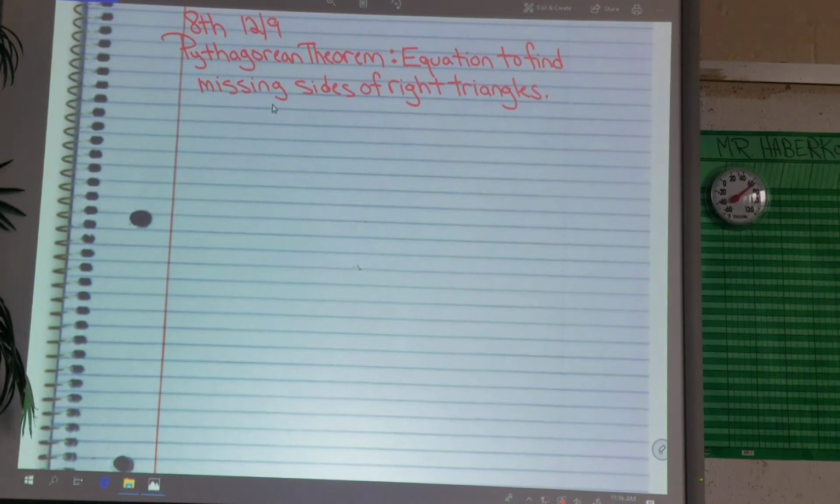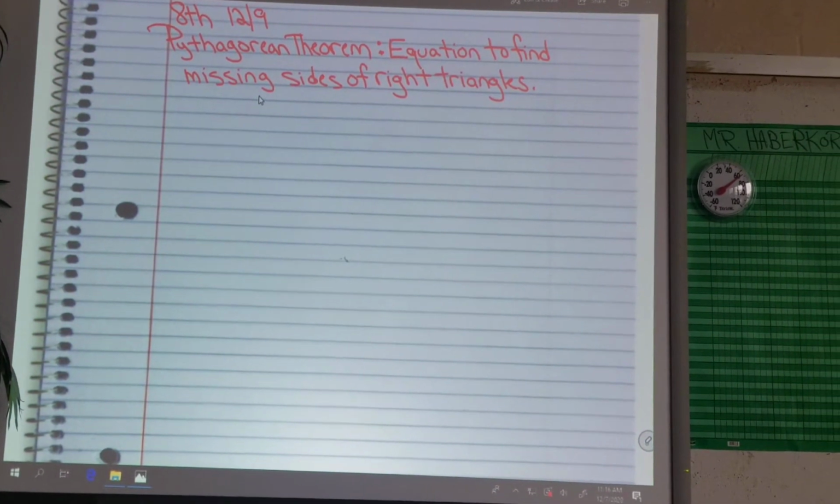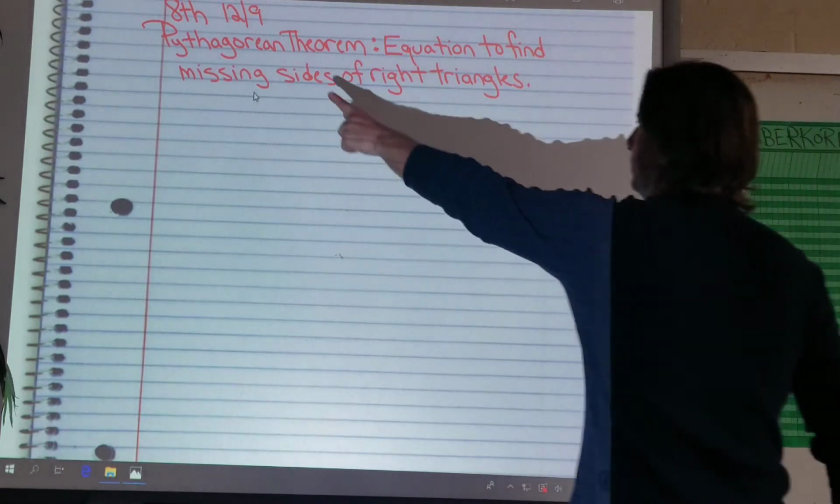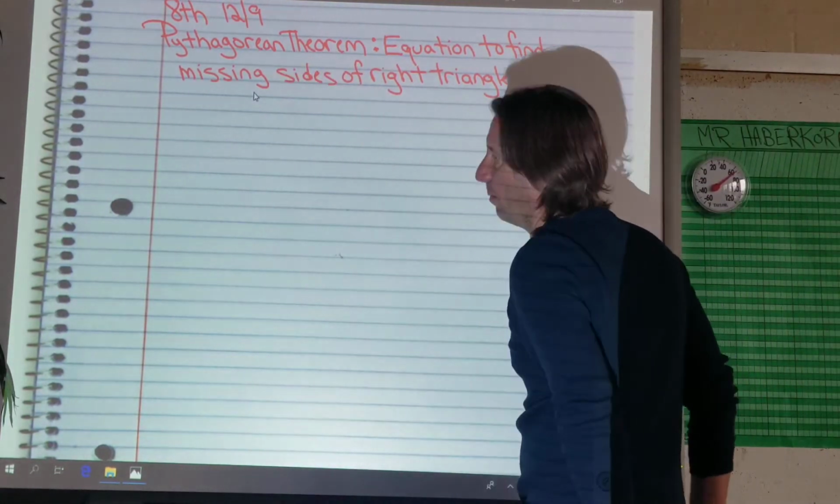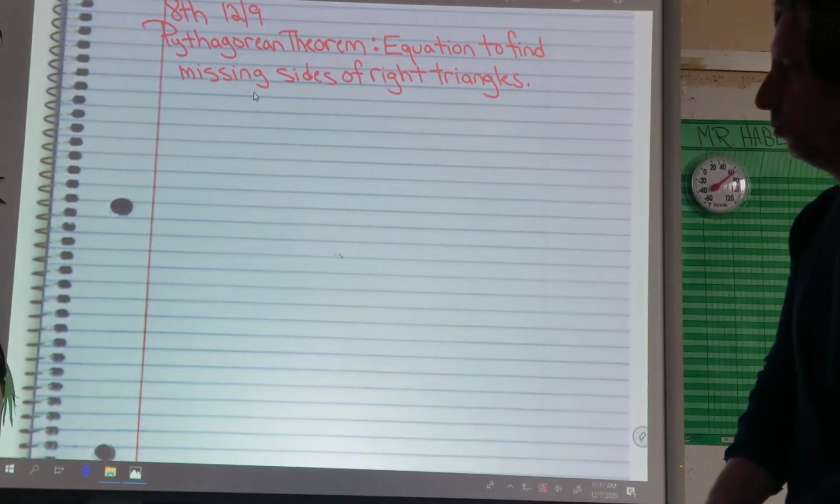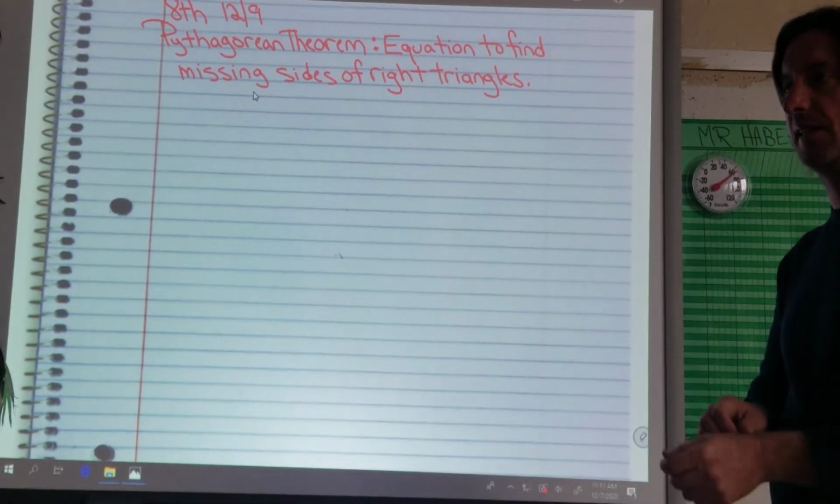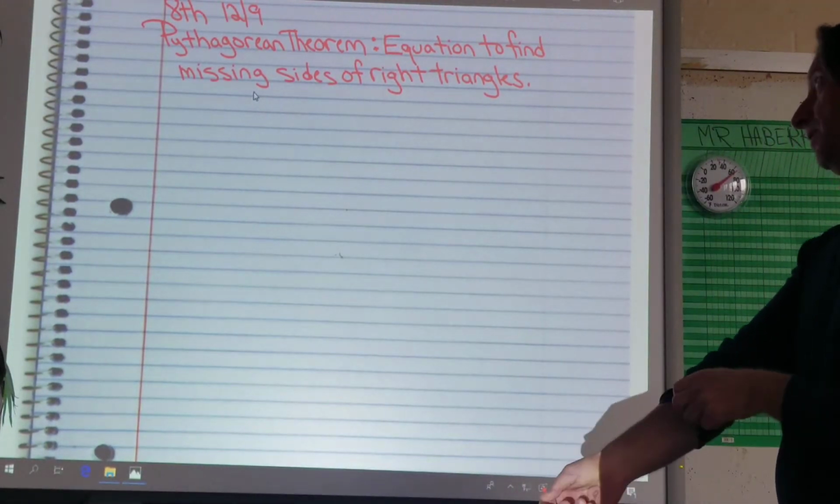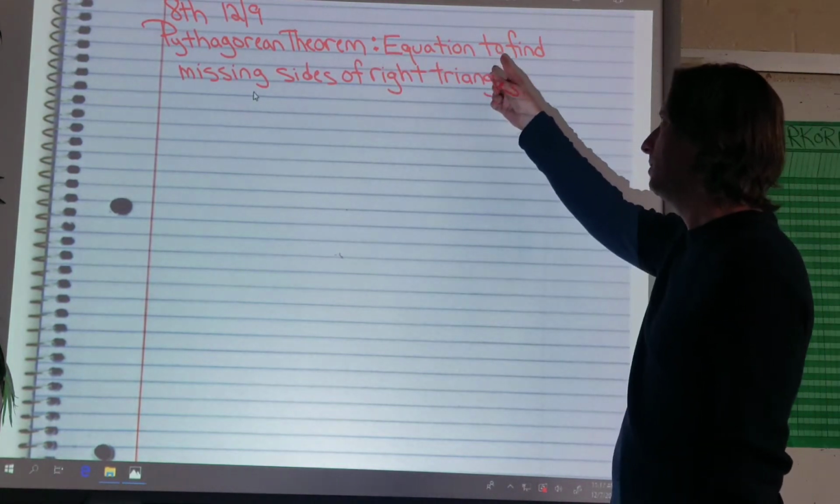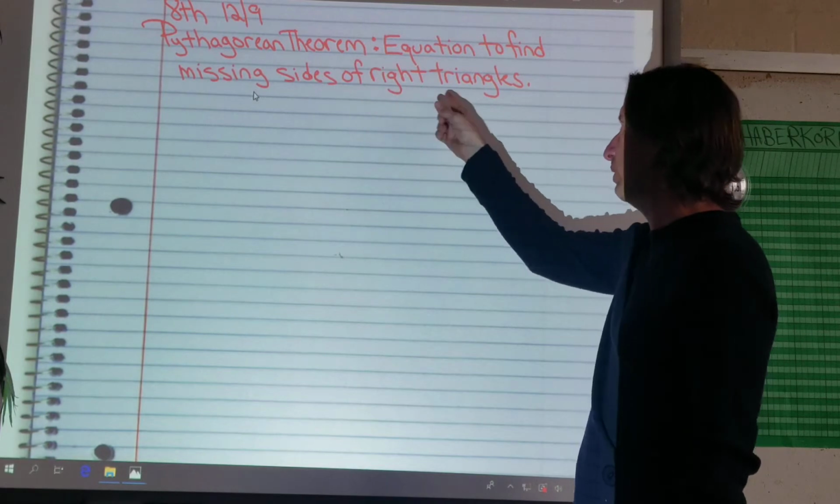All right, so today we're starting something new. I need you to write down this definition. Today we're going to start learning about what's called the Pythagorean Theorem. And why is it called that? Well, the guy's name who wrote it was Pythagoras. That was his last name. So Pythagoras wrote this, and it's an equation to find missing sides of right triangles.